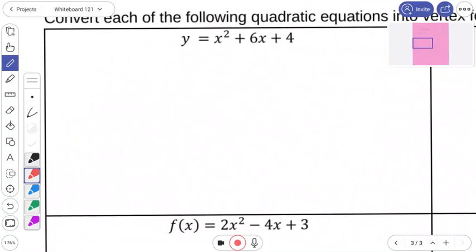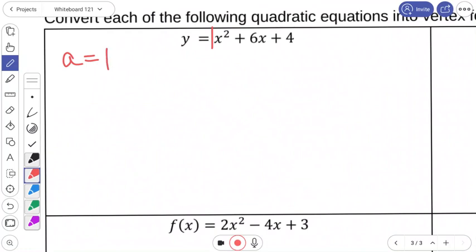Well, anytime you're looking for your a value, it's always going to be attached to your x squared term. And we have this invisible number 1 right there, yes? Our b value is always attached to our x term. And our c value is always the constant. So in this case, it's a positive 4. All right, so we're in standard form. We identified a, b, and c.